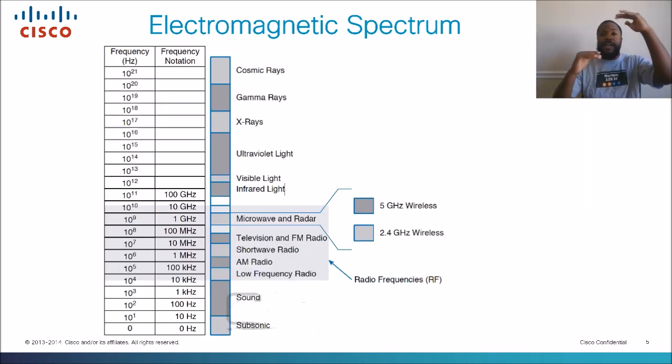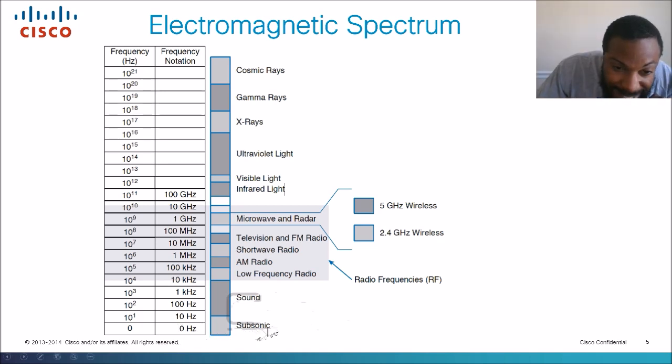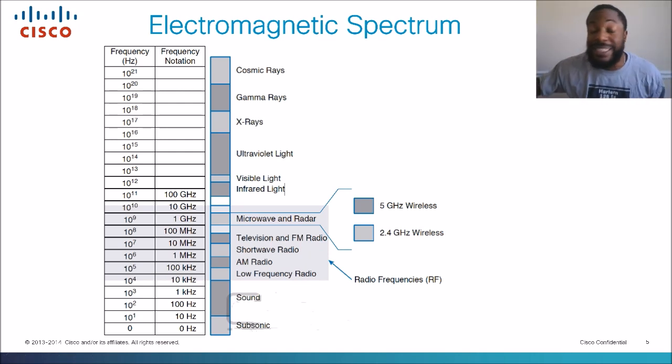Now let's look at the electromagnetic spectrum that I kept referring to, right? If you look at the bottom of the scale, this is subsonic sounds, like subsonic electromagnetic radiation, rather. You can't even hear it. It's so low, it's slower than bass, right? Remember how you remember the scale of bass? I'm not going to sing for y'all.